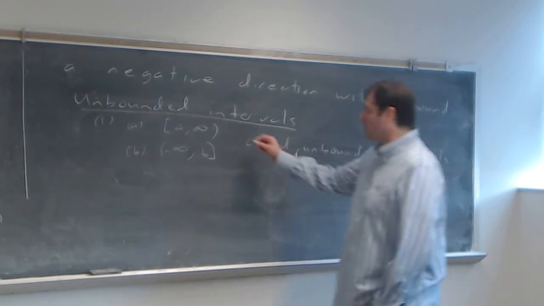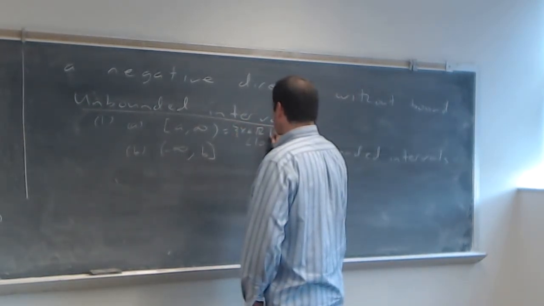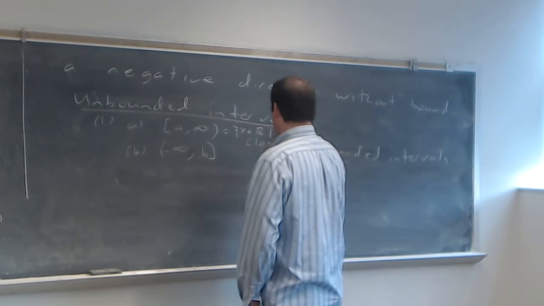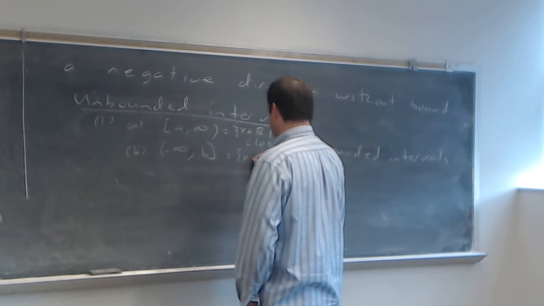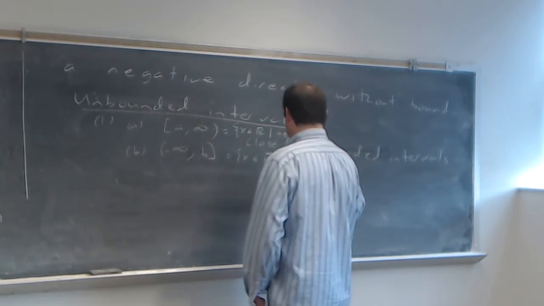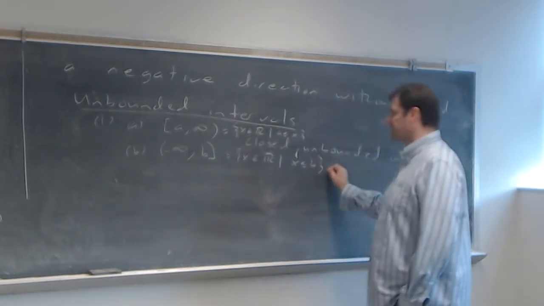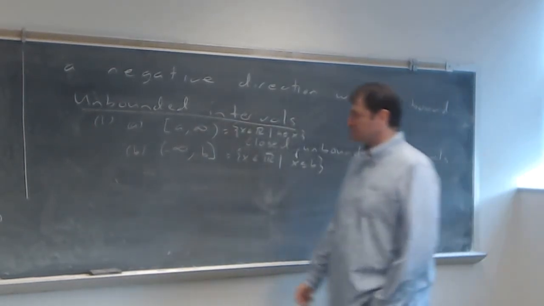And I didn't write down what they were equal to. So what is this? It's the set of all x's element of R, such that A is less than or equal to x. And this guy right here is the set of all x's element of R, such that x is less than or equal to B. Is that okay with everybody?